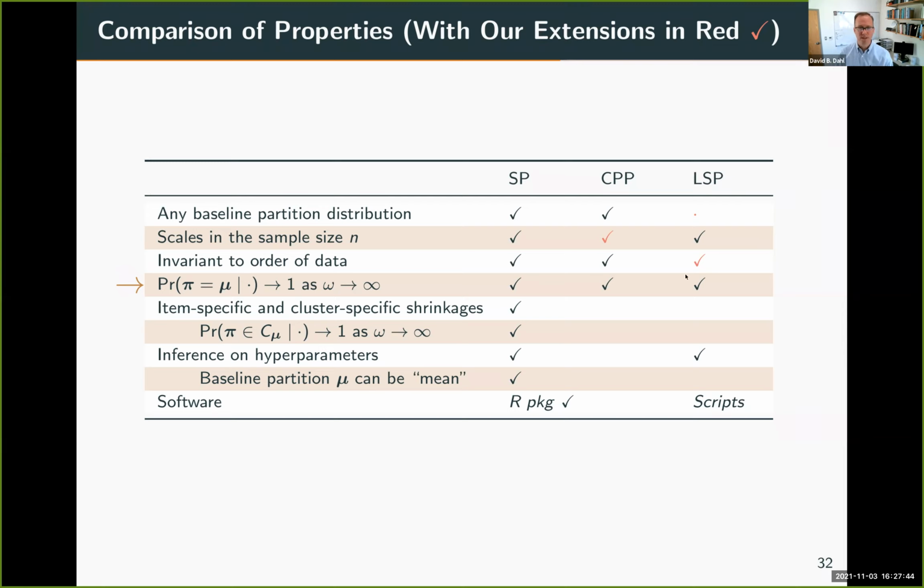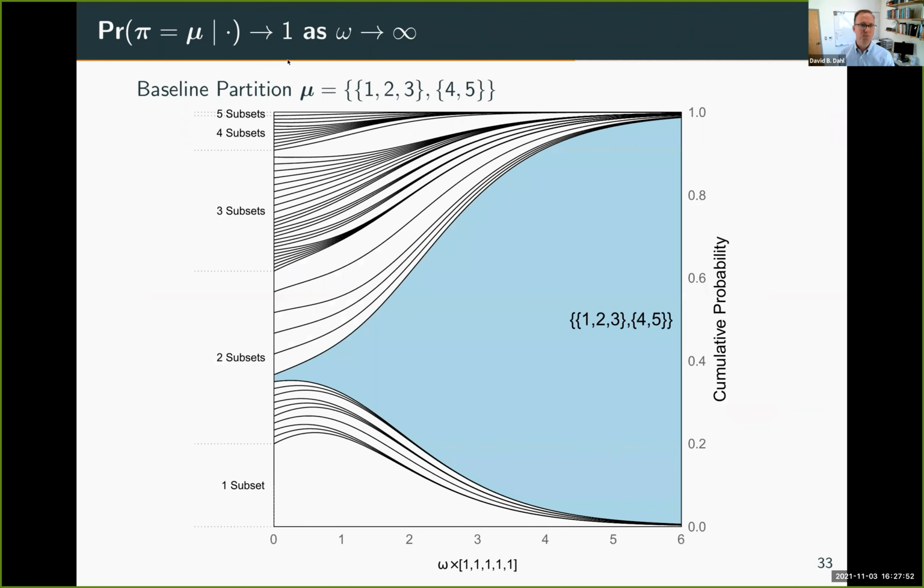Now, all three of the methods have the next property, which I want to discuss now, and that's a consistency property. So suppose that we have n equals 5, and that our baseline partition says that 1, 2, and 3 are together, and 4 and 5 are together. Now, with n equals 5, there are 52 possible partitions of those 5 items, and we can compute the probability of each of those 52 partitions.